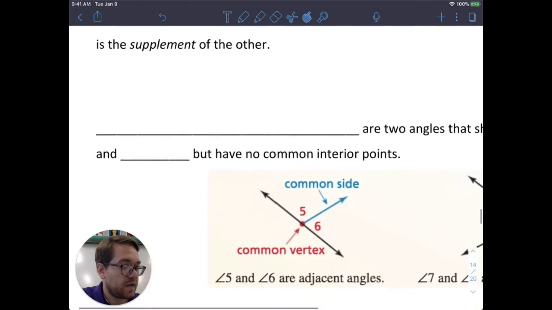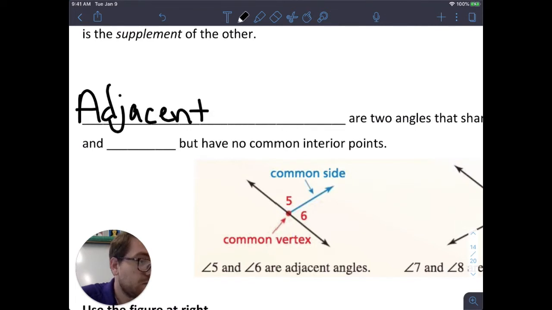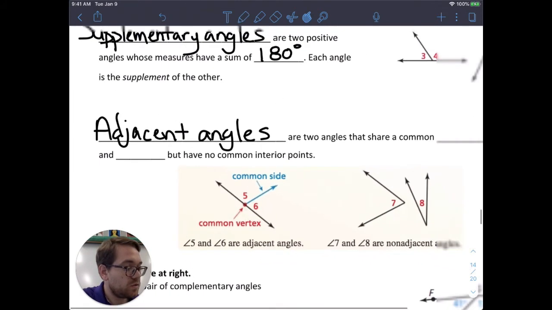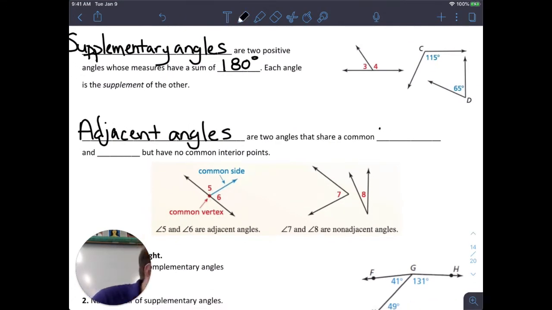And lastly, here we have adjacent angles. Adjacent angles are two angles that share a common vertex and side, but have no common interior points. Okay? So adjacent angles are two angles that share a common vertex and side, but have no common interior points.